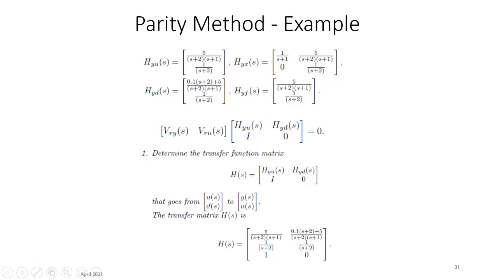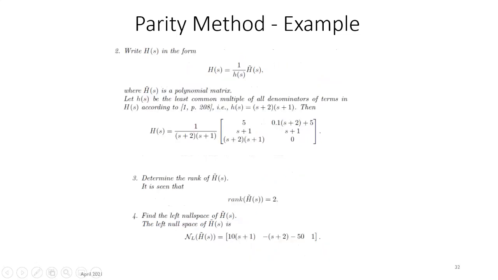Okay, and the next step is to factor out the common denominator. So what you get is this. As I said, this (s plus 2) multiplied by (s plus 1) is the common denominator, so you take it out. So this is the matrix we have. We still have s, but at least it is not a fraction. It is just a polynomial, so it's easier to work with compared to a transfer function, when we have fractions.